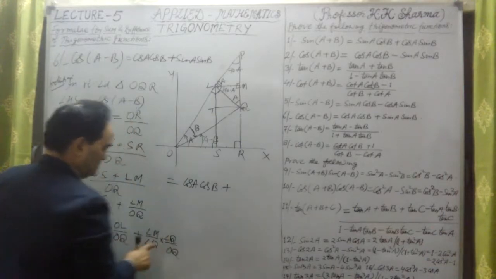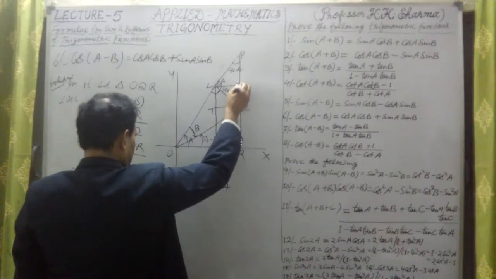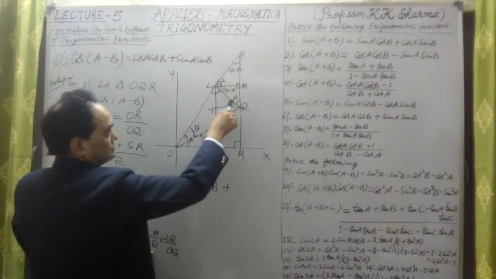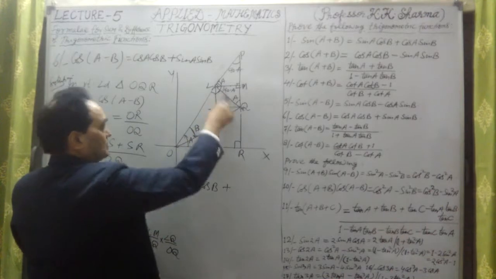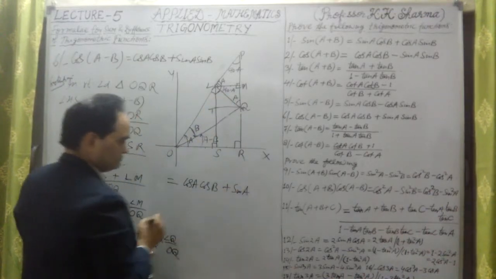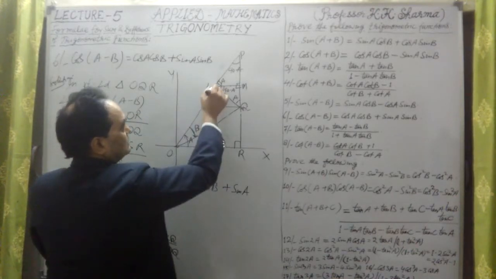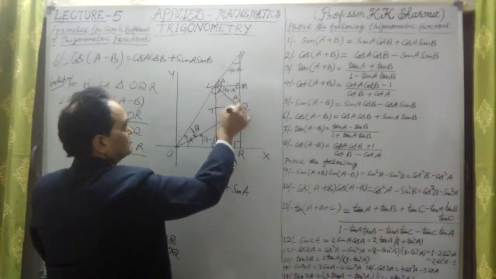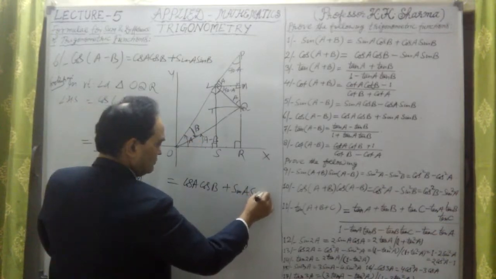Now plus sign in between, LM upon LQ. This is sine, because this angle is A. The side opposite to this is LM, which is perpendicular upon hypotenuse, so this is plus sine A. Then LQ upon OQ. OQ is again the hypotenuse, and LQ is the perpendicular against the angle B. So this is sine B, perpendicular upon hypotenuse.